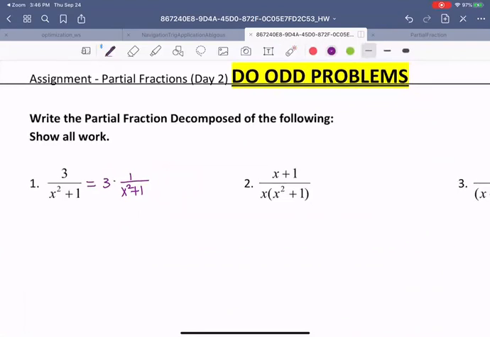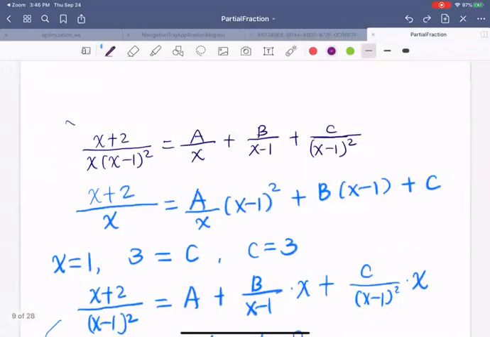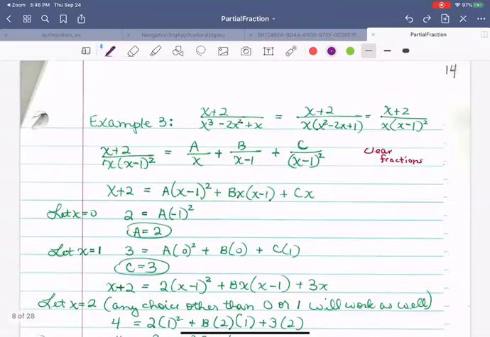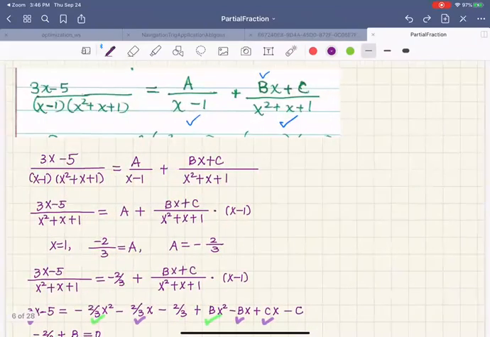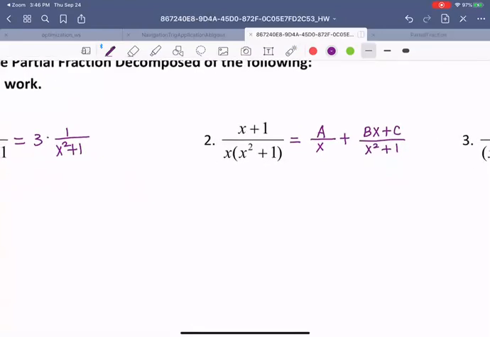Okay, and for this one, we do a over x plus bx plus c over x squared plus 1, right? Yes. This is similar to our second type already. This is what we did just now, okay? Right. We can go ahead to this one. We times x for each term.